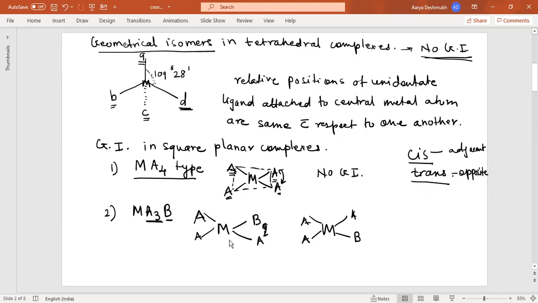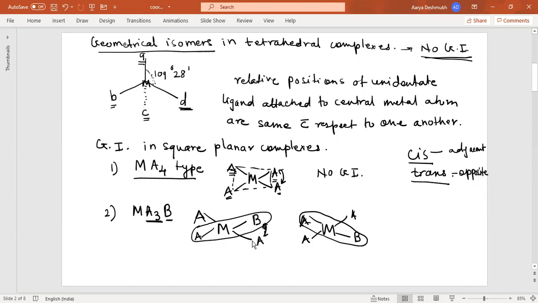You just go through the diagonally opposite positions of the ligand. Here diagonally you can see this is AB, isn't it? And if you go there, here also the combination is AB, isn't it? Now, even if you flip this structure, no geometrical isomerism is possible. Remember, or you can go in another way also.